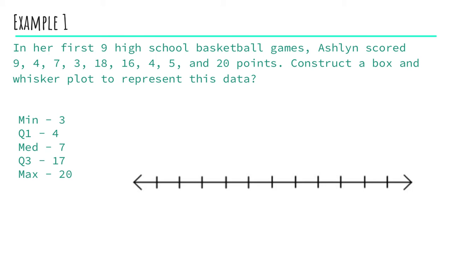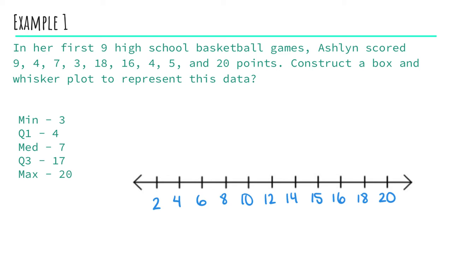All right, so the first thing that we want to do is make sure that we number this number line so that the scale at least includes the minimum and the maximum numbers. So I'm going to go ahead and pause and do that. Notice that in order to include the minimum and the maximum in the number line, I had to go by 2s.